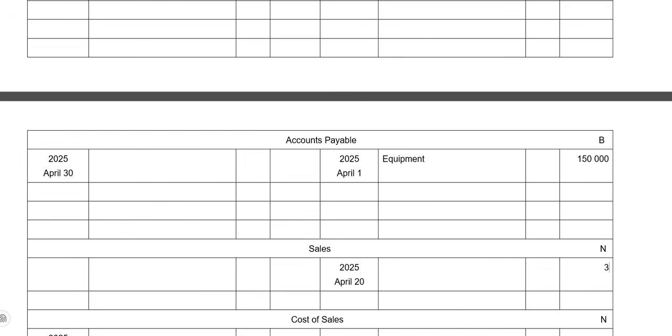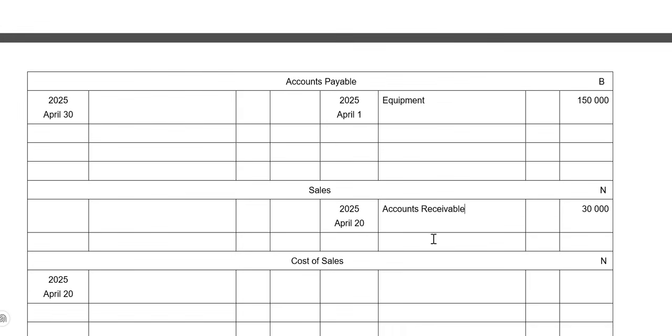There's sales, 30, 1, 2, 3. Under details, the name of the other account that was affected by this transaction. So now we've got 30,000 debit under accounts receivable and 30,000 credit. It's very important that you get these details correct.